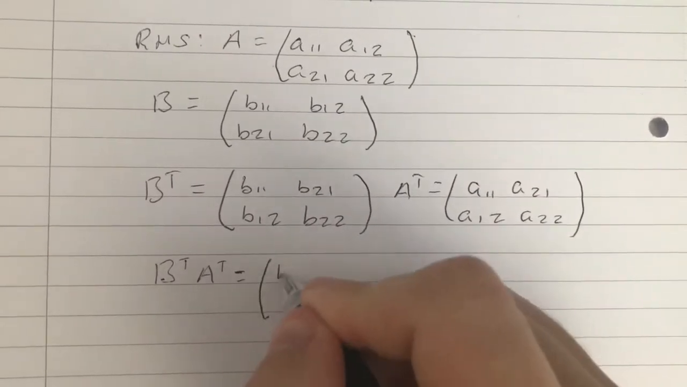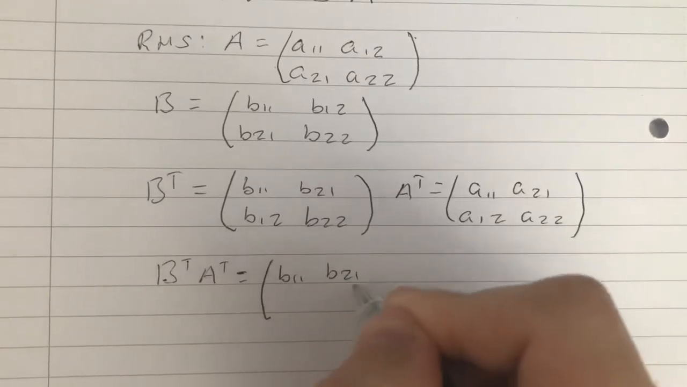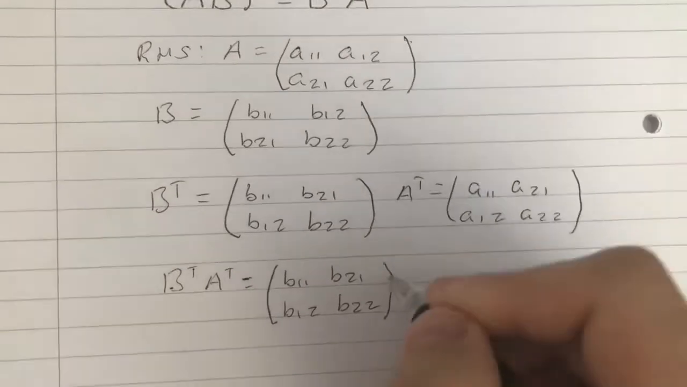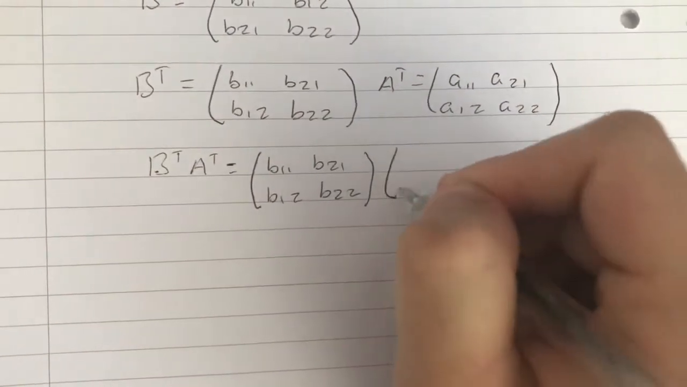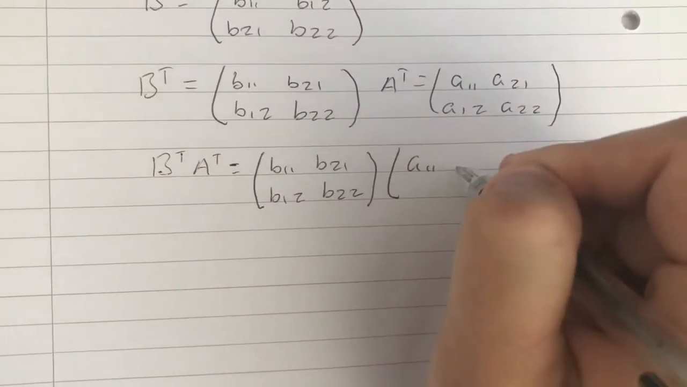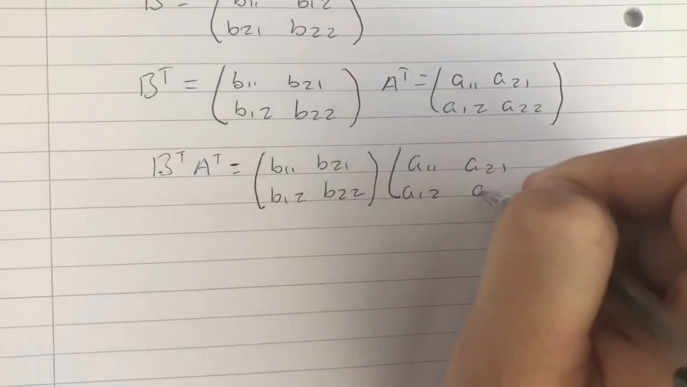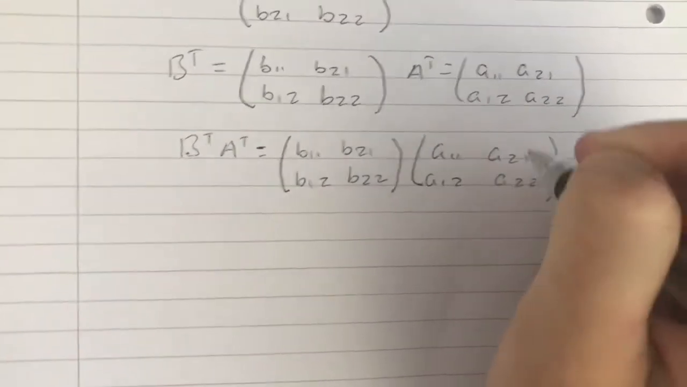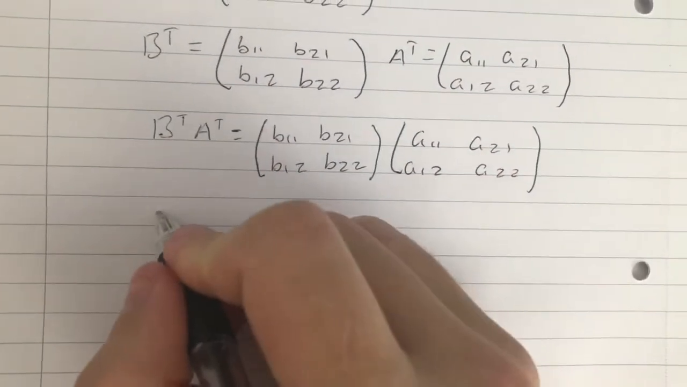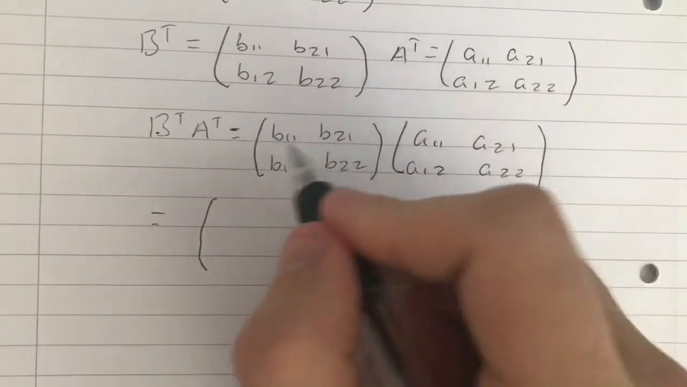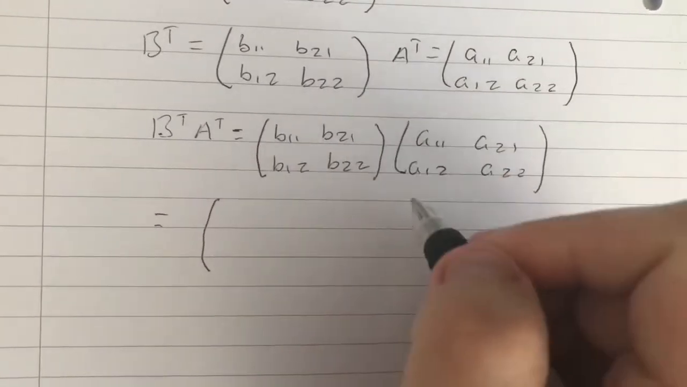Okay, so now we're going to take the product of these, so B transpose, A transpose is equal to, and we'll just write these out quickly, B11, B21, B12, B22 multiplied by A11, A21, A12, A22, and then we just multiply matrices in the normal way. So we go across the rows here and down the column.